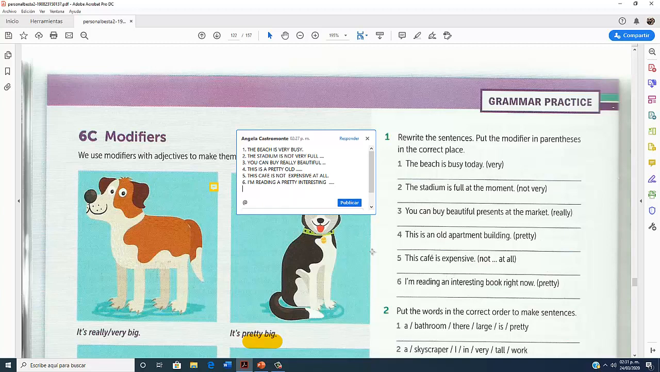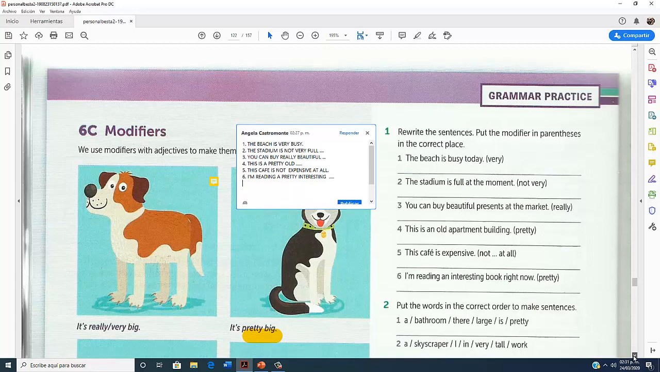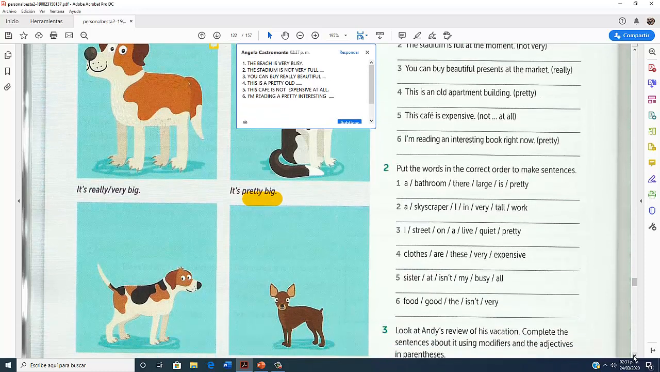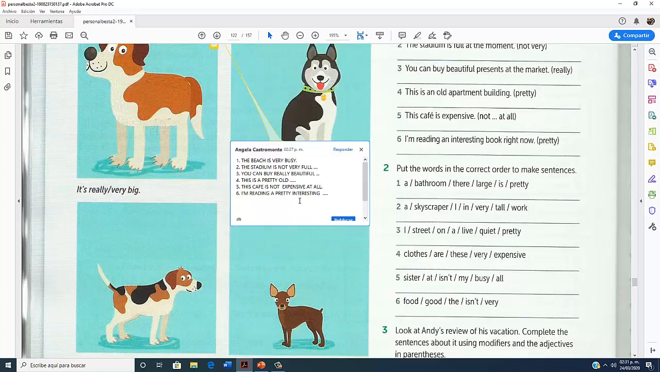Alright, so as you can see, this is very easy, but remember, these modifiers go before the adjective, please. Antes del adjetivo. Very beautiful, pretty interesting, really expensive, not expensive at all, not interesting at all. Yeah, before the adjectives, please. Let me see what we have here in number 2. Put the words in the correct order to make sentences. Okay, we're going to do it together. This is the second part, yeah?